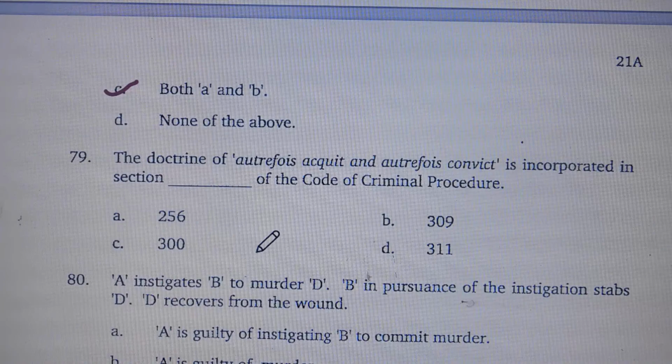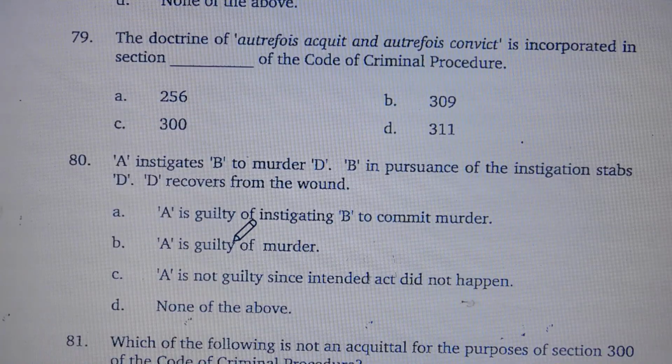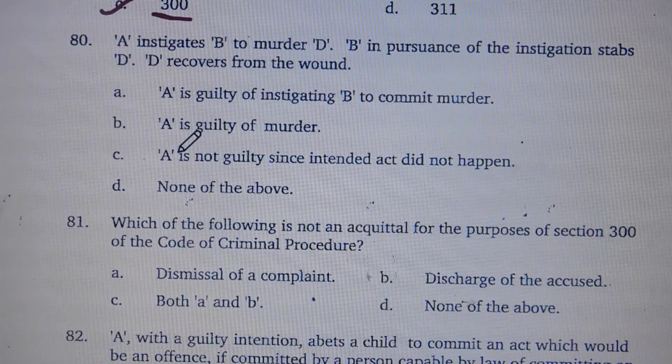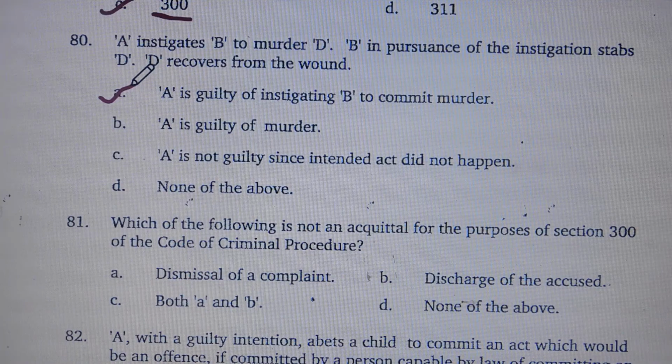Question number 79. The doctrine of autrefois acquit and autrefois convict is incorporated in section dash of the Code of Criminal Procedure. Answer is option number C, section 300. Question number 80. A instigates B to murder D. B, in pursuance of the instigation, stabs D. D recovers from the wound. Answer is option number A. A is guilty of instigating B to commit murder.